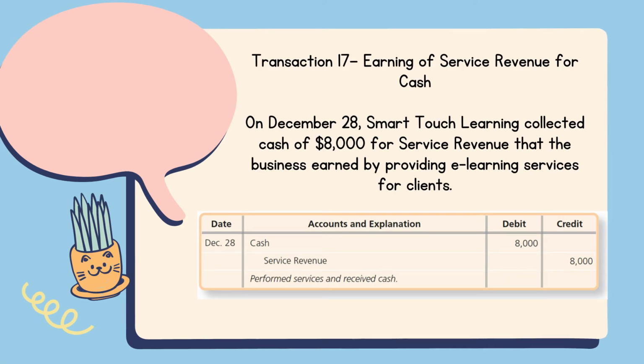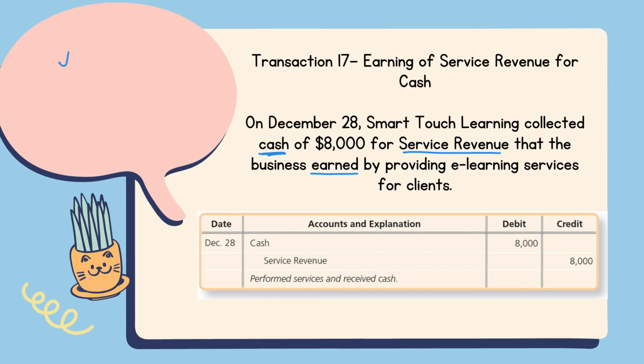Transaction 17, earning of service revenue for cash. On December 28th, Smart Touch Learning collected cash. So my cash increased by 8,000 for service revenue that the business earned by providing e-learning services for clients. Since it's earned, I need to record revenue. Earned means I provided the service.